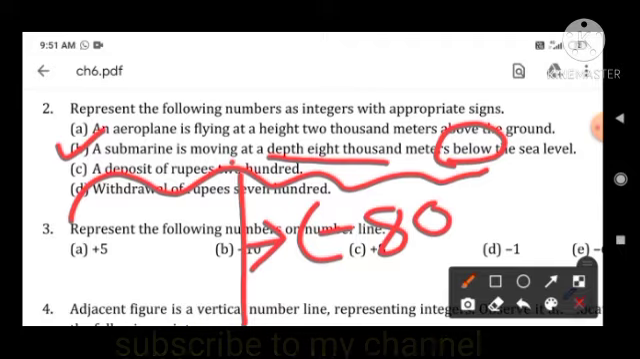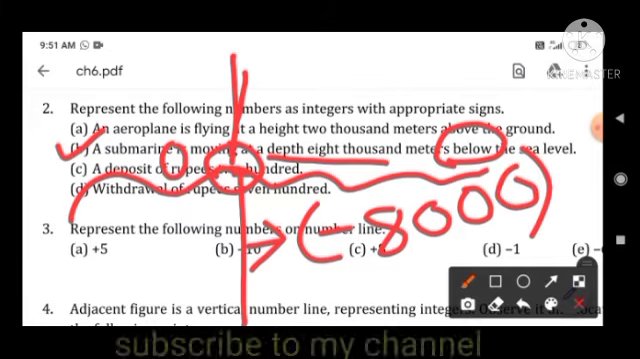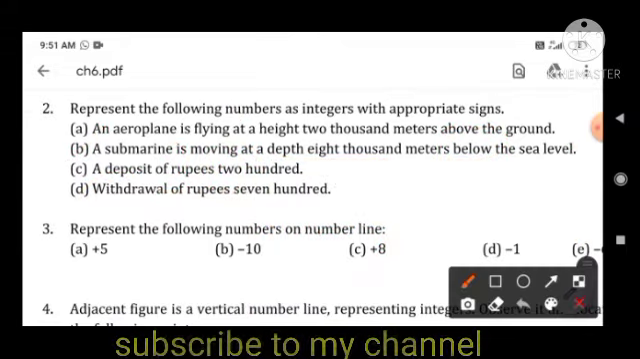If it is going down below, then it will be minus. And now this sea level will be our 0 integer. If it is moving down this side, then it will be negative, and going upside, then it will be positive. So the integer's value will be minus 8,000 meters. You can write meter also here. This is your answer. So answer for question number B is minus 8,000 meter.